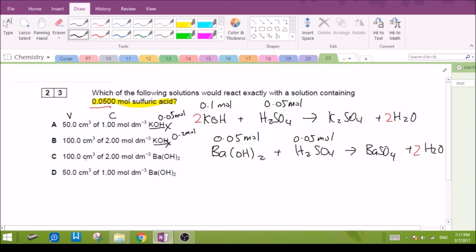Going down the list, the third one, we got 0.2 moles of barium hydroxide. So not what we required. The final one, 50/1000 multiplied by 1. The last option supplies us with 0.05 moles of barium hydroxide, which is the number of moles that we require.